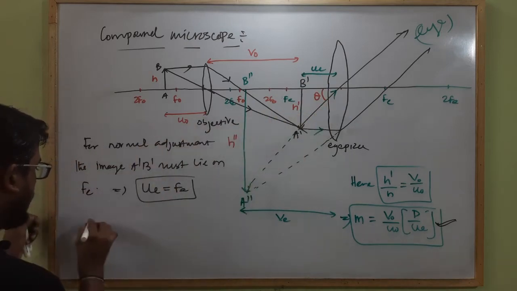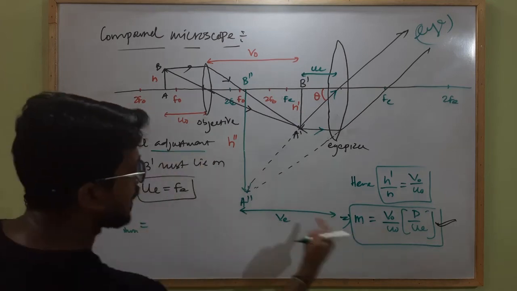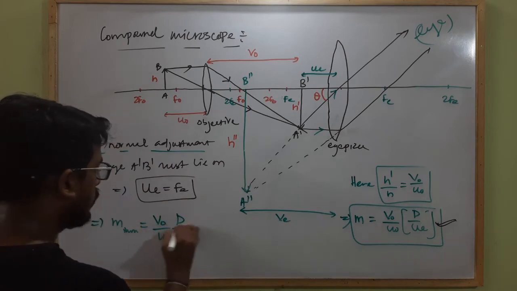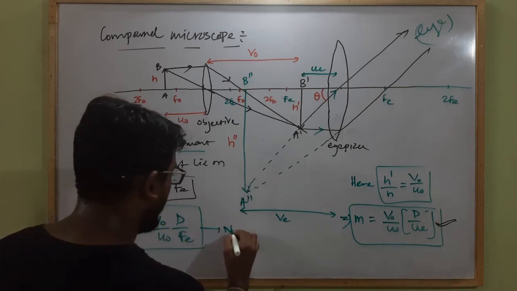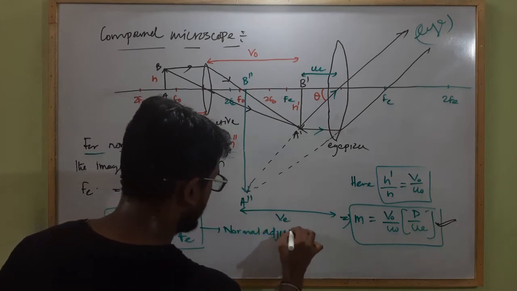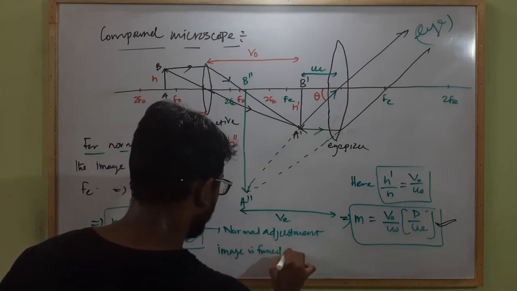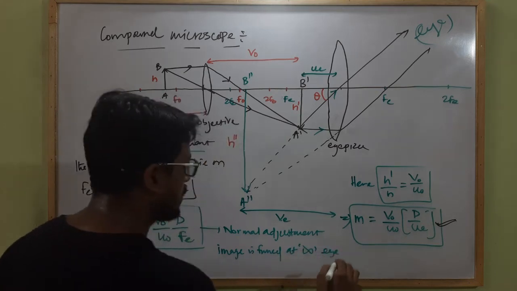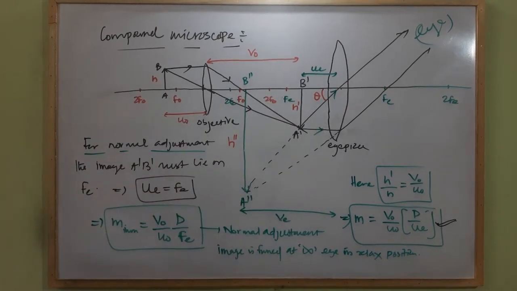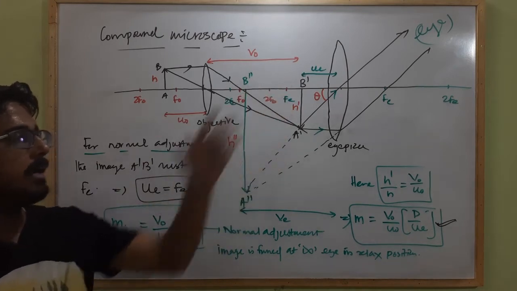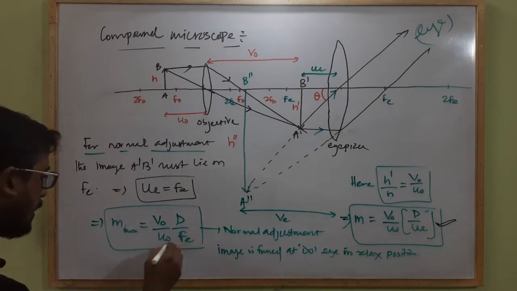So this implies the magnification, which will be minimum in the normal adjustment case, will be: in place of UE I can write FE, so it will be V naught by U naught into D by FE. This is the minimum magnification obtained by a compound microscope in normal adjustment. What is normal adjustment? Image is formed at infinity and the eye is in relaxed position. Clear? When the image is formed at infinity, the rays become parallel, so they can easily reach the retina of the eye, and the eye remains in relaxed position.